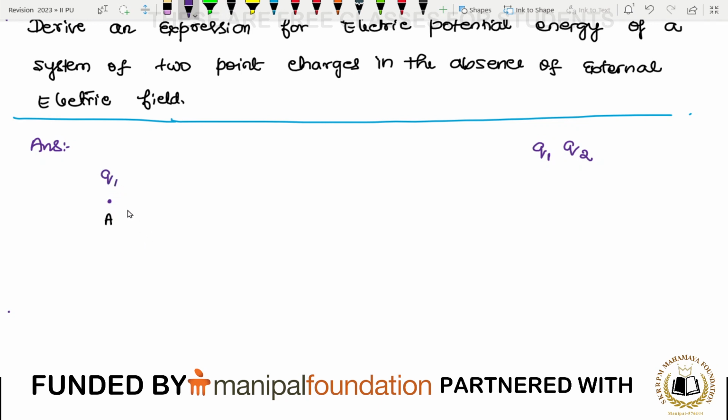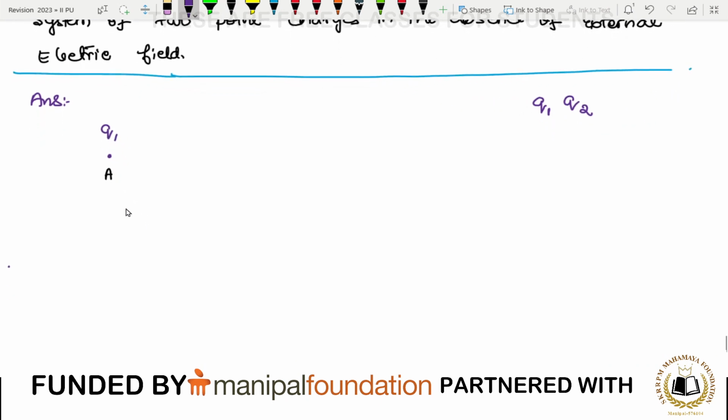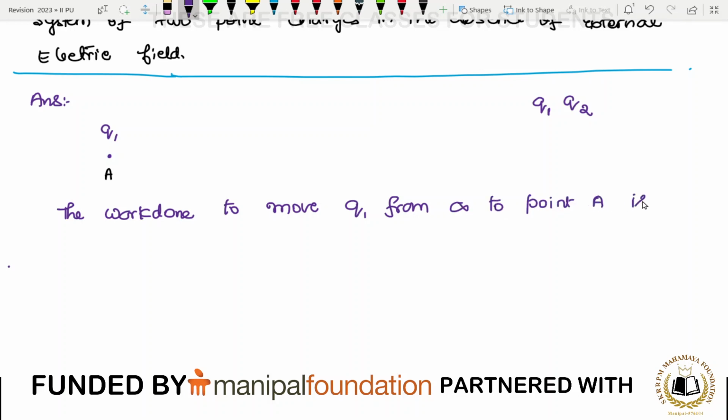So what is the work done to bring the charge Q1 from infinity to point A? So we'll write that one here. The work done to move Q1 from infinity to point A is W1.